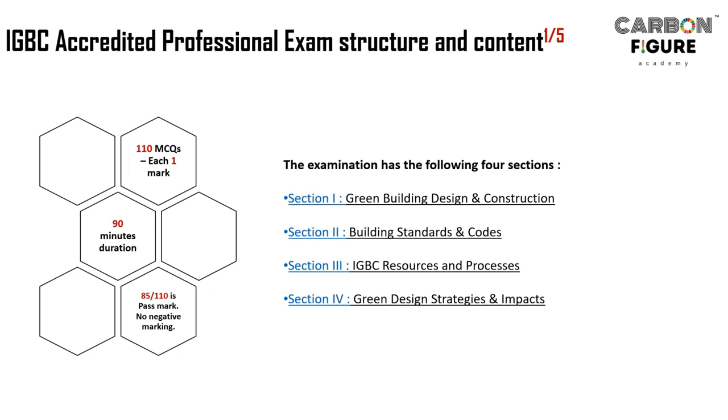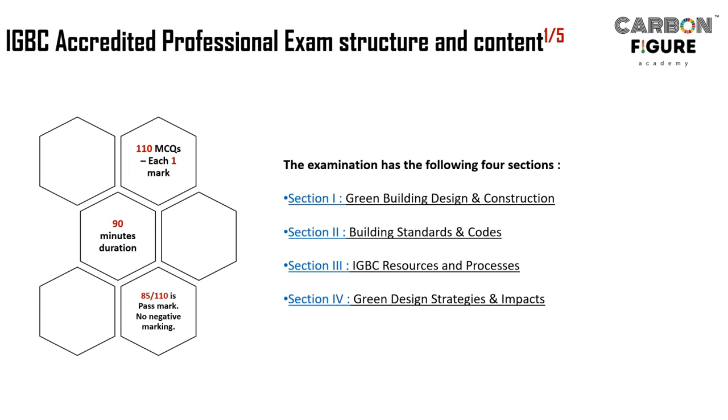Section 1 will be about green building design and construction. Section 2 will be about building standards and codes. Section 3 will be on IGBC resources and processes, which means how IGBC works and functions, what all the things are there. Then section 4, green design strategies and impact.